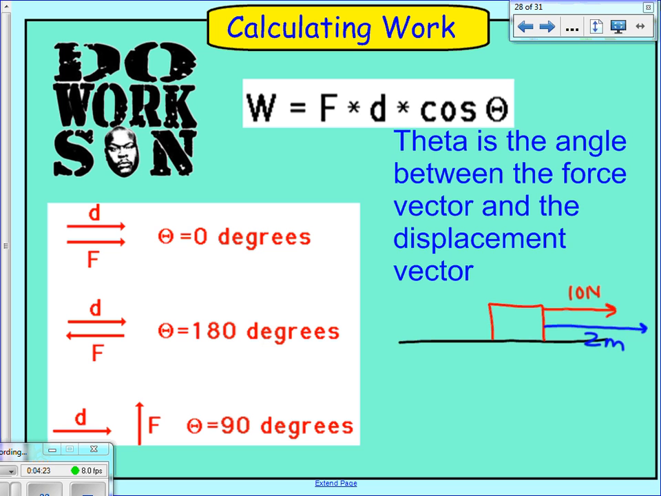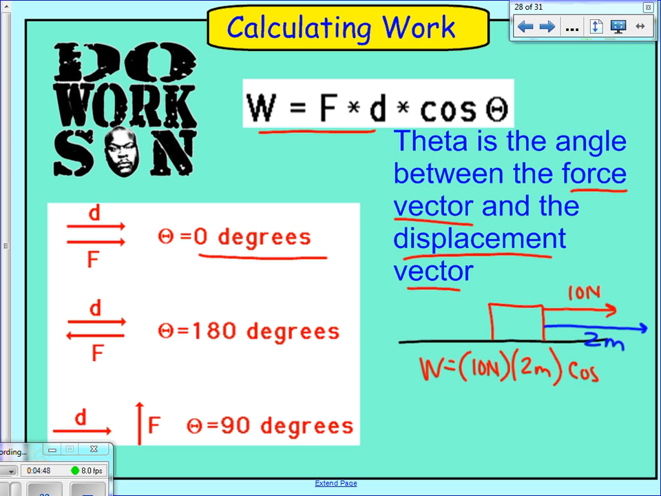Well, we've seen from above that work is equal to the force applied, which is 10 newtons, times the displacement, which is 2 meters, times the cosine of theta. Now, what is theta? Remember, theta is the angle between the force vector and the displacement vector. Notice that the force vector and the displacement vector are both going in the same direction. And so theta in that case is 0 degrees. So notice when displacement and force are going in the same direction, the theta or angle is 0.